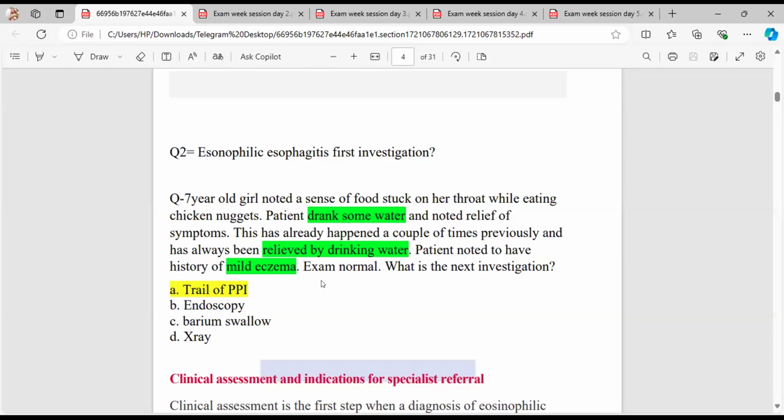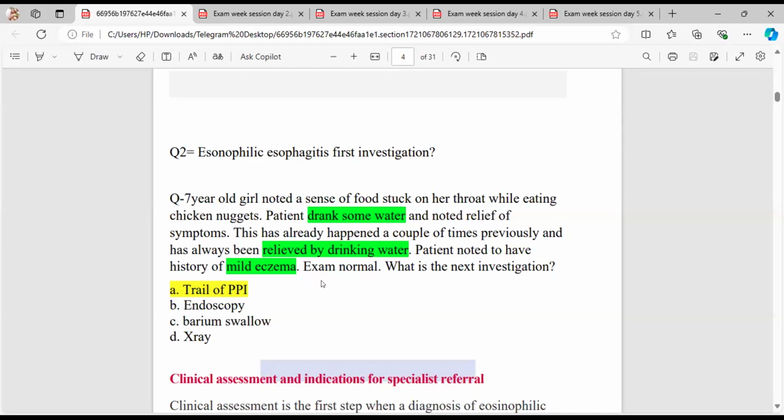Now they are asking, what is the next investigation? Doctors, in the AMC exam, this is also the point why doctors fail their exam. Mostly doctors fail the exam with 249, 248. Mostly I receive messages, Dr. Neelofar, I had only 249 marks. I failed by only 1 mark. I failed by only 2 marks. Now, what is this? Actually the problem is that you don't read the last line.